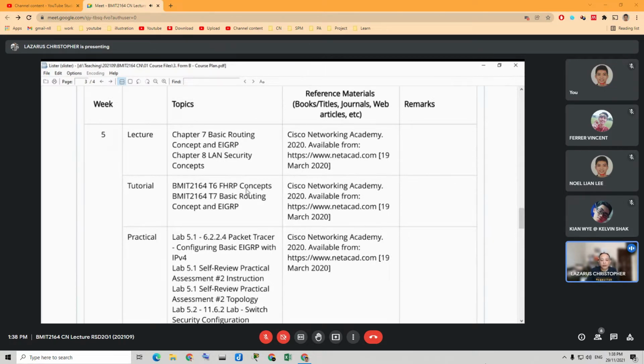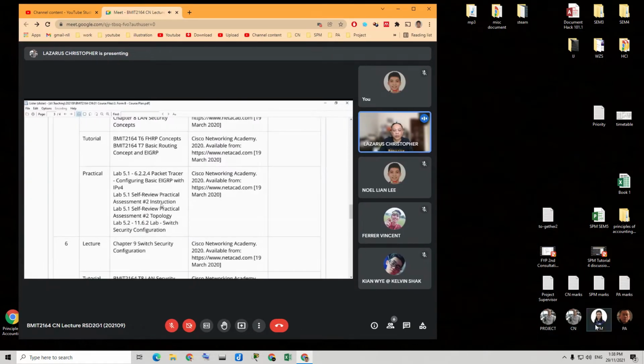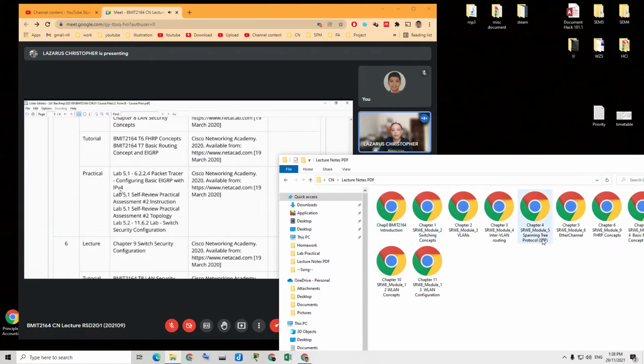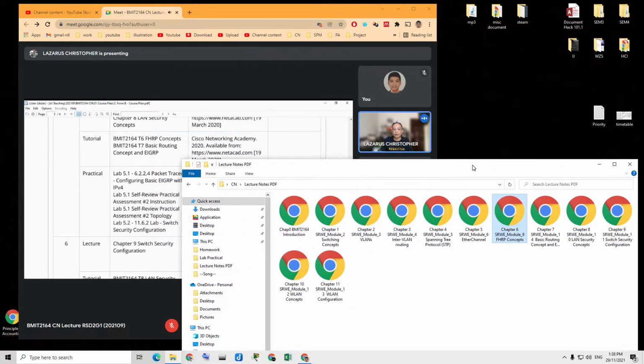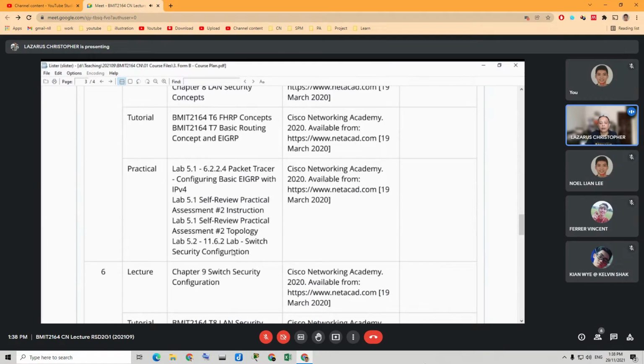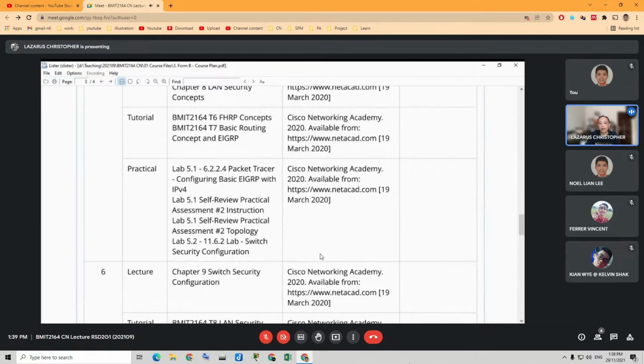So we've done tutorial 6 already. So we'll start, depending on how far we've gone towards this chapter 7, we'll do the questions for tutorial 7 later, basic routing concepts as well, and EIGRP. Okay, and this week's related practical will be configuring basic EIGRP for IP version 4, yeah, right? Okay, and mostly there are a couple of labs for self-review, and then we end up with the chapter 8 practical, which is switch security configuration.